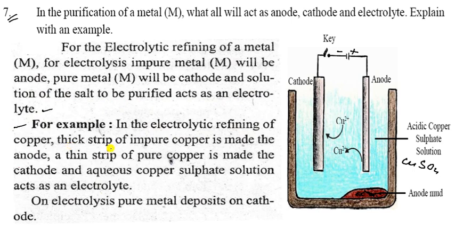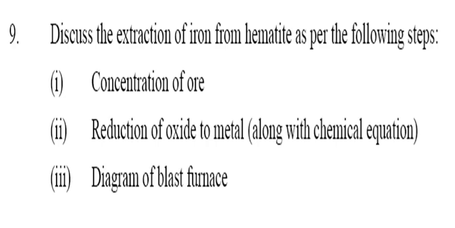That one is the anode. The anode is positive and the cathode is negative. And that one is the cathode. The cathode is the pure metal and the anode is the impure metal. So for the electrolytic refining of metal M, the impure metal M will be the anode and the pure metal M will be the cathode, and a solution of the salt to be purified acts as the electrolyte. So this is the answer.